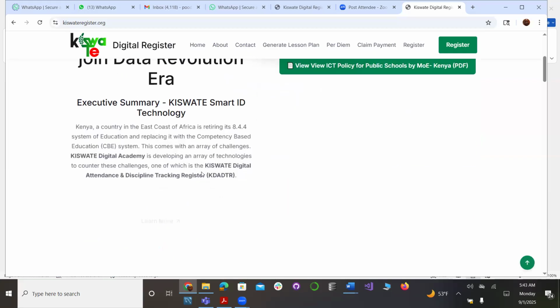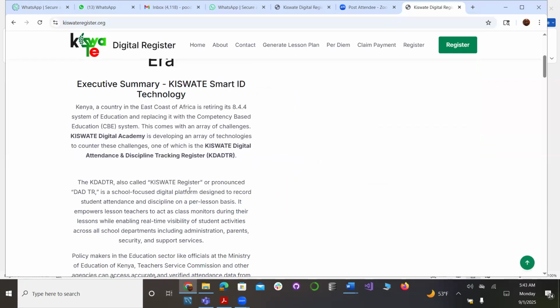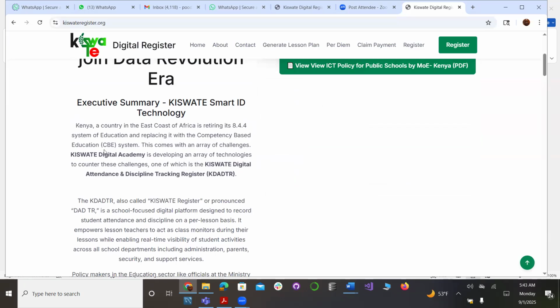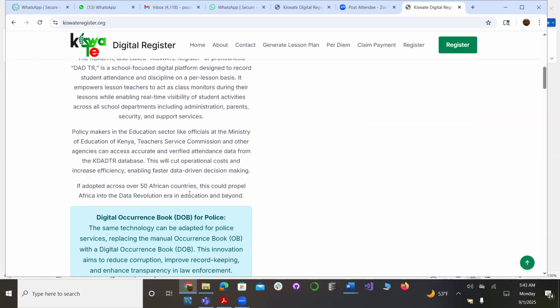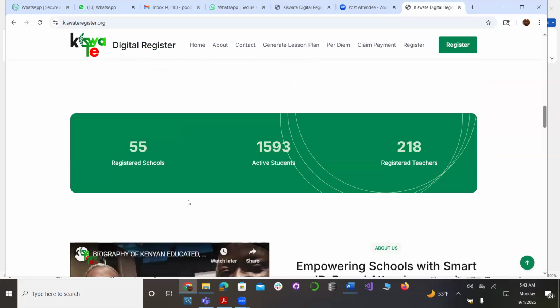Yeah, so when you read the literature here, it's supposed to be updated. It says Kenya, a country on the East Coast. You will read this during your own free time and see. So this is how the schools will look. We are using dummy data right now, but once we start onboarding schools, you go to the dashboard and you'll be seeing how many schools have enrolled.